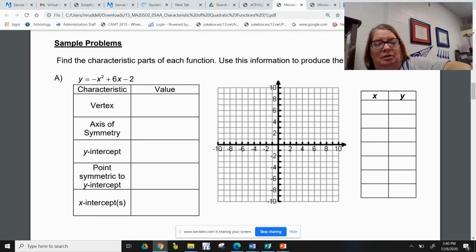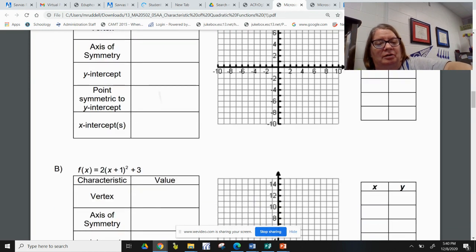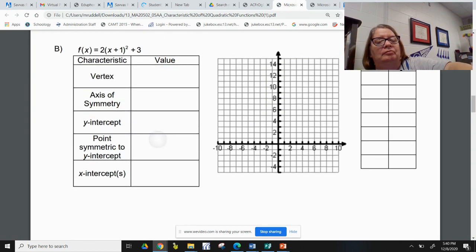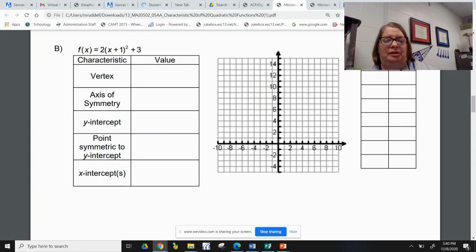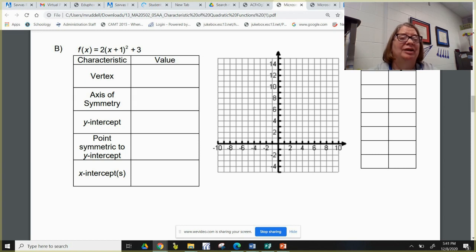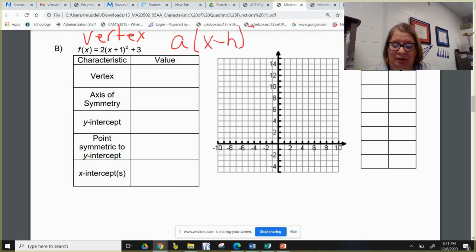We did that one. I'll leave the table for you to fill in. This is our other sample problem. What form is this one in? Do we have ax squared plus bx plus c like sample problem A, or do we have the a, h, and k? This one has the a, h, and k. It has the parentheses. That's kind of your clue. This is vertex form. Vertex form is a times x minus h squared plus k.